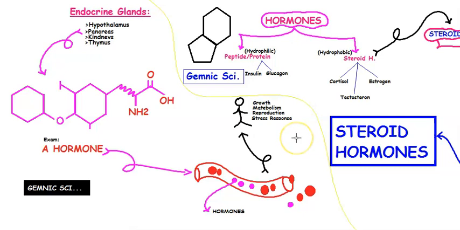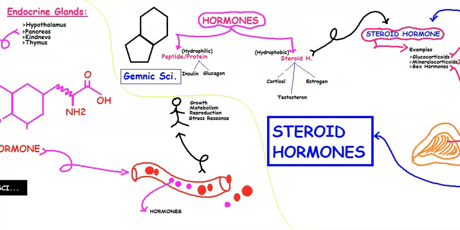It's important to understand that hormones can be broadly divided into mainly two types: the hydrophilic and the hydrophobic. The word hydrophilic is a combined word, hydro and philic. Hydro means water, philic means love. Therefore, peptide or protein hormones are hydrophilic, meaning that they love water. Common examples are insulin and glucagon.